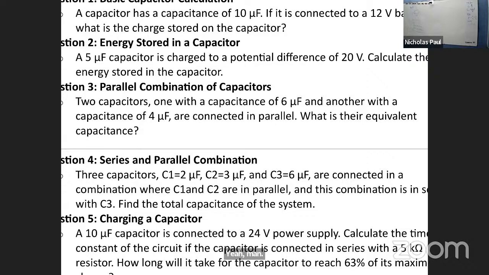Alright, number 3. Two capacitors, one with a capacitance of 6 and one with 4, connected in parallel. Find the equivalent. You can do that mentally.